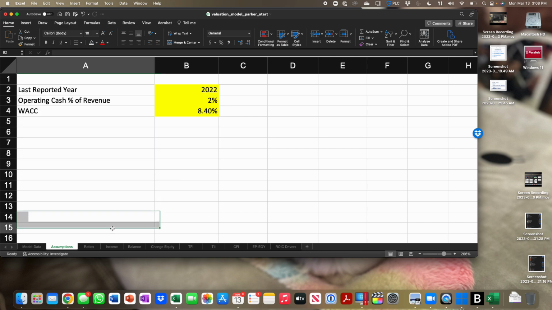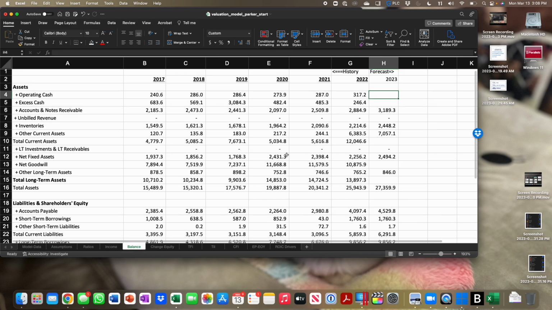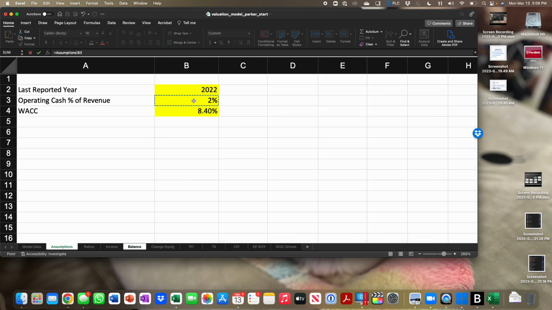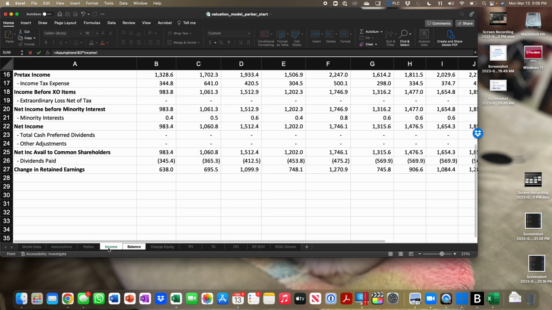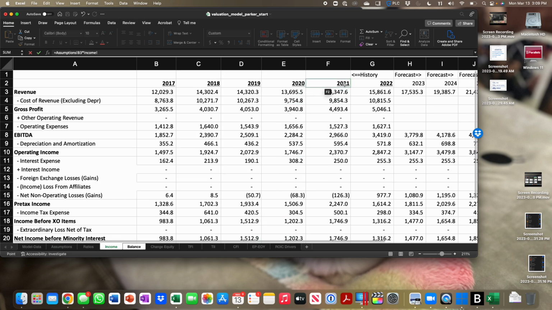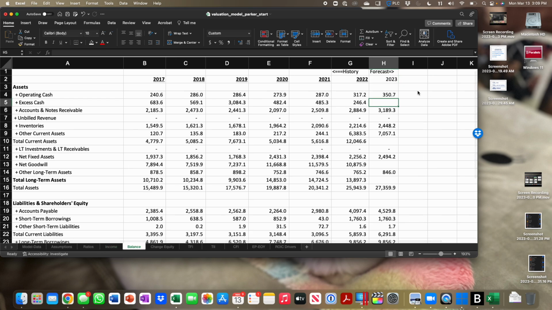So here's the point. Go back to our balance sheet for operating cash in 2023 equals, from the assumptions tab, B3, times, from the income tab, 2023 sales, which is H3, 350.7. That's how much cash they need to run their business, minimum.